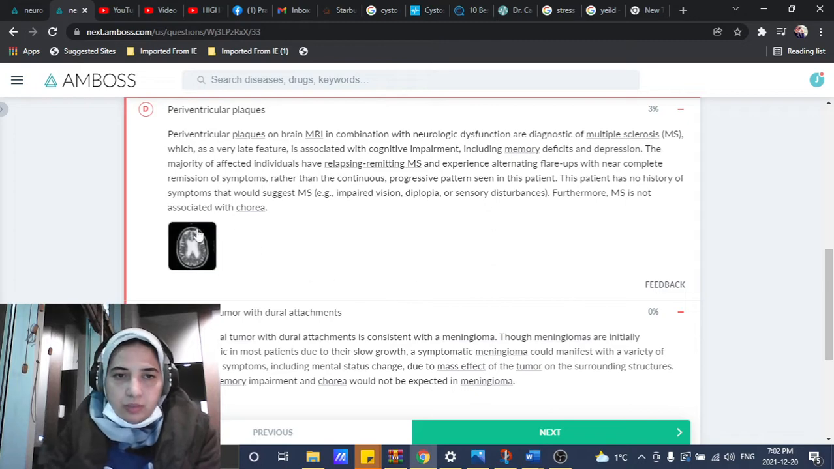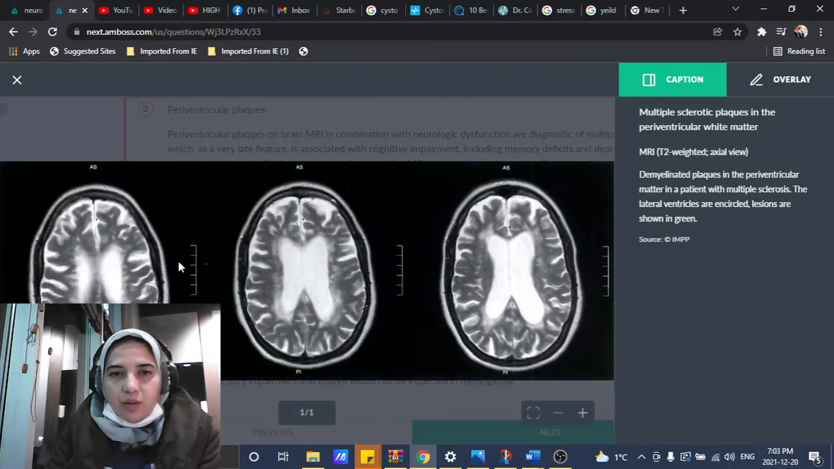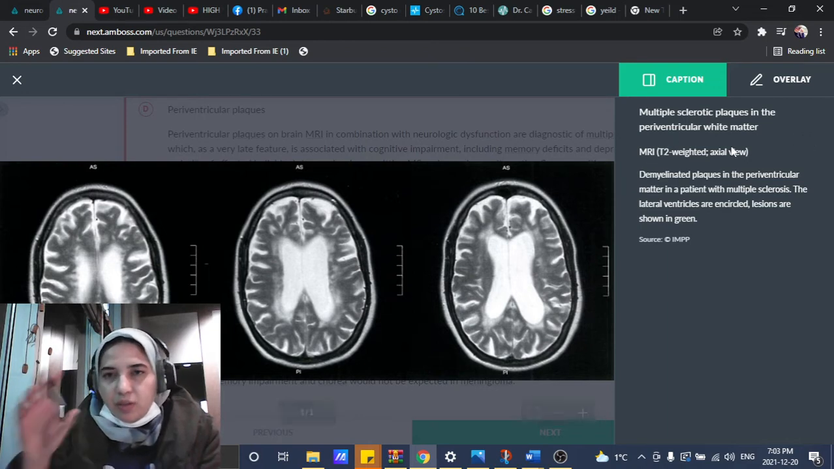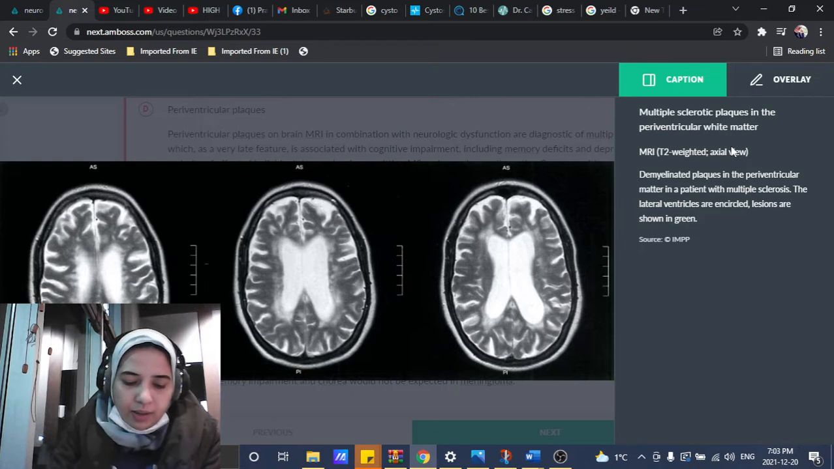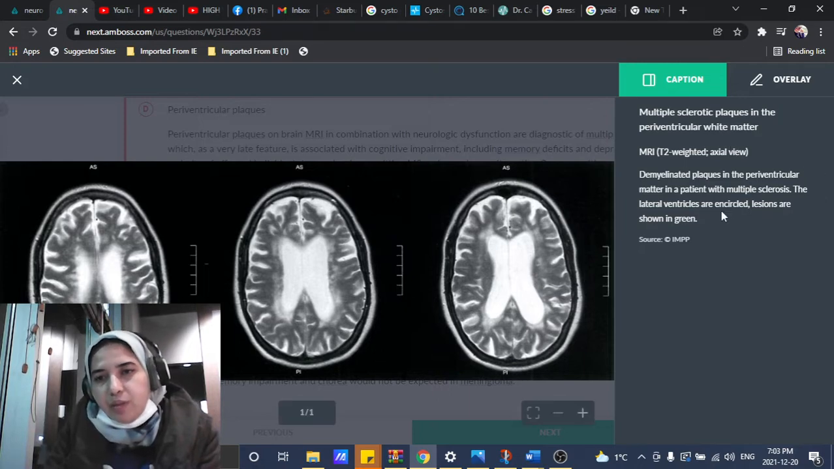Let's take a look at those periventricular plaques, so you can always use this extra information here. Let's see the overlay so we know what we're looking at exactly. Okay, so I can see the ventricles and there are plaques surrounding them when you look at the overlay. So multiple sclerotic plaques in the periventricular white matter on T2 weighted images. That's like a buzzword for what you're looking at. So I'm just going to put that in brackets, on T2 weighted MRI. And I'm going to put a small note to myself that this is a very late feature of MS. So demyelinated plaques in the periventricular white matter in a patient with multiple sclerosis. The lateral ventricles are encircled with lesions, shown in green, like we've seen in the overlay.